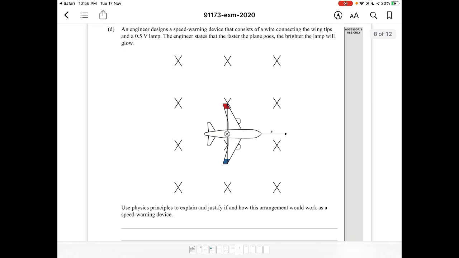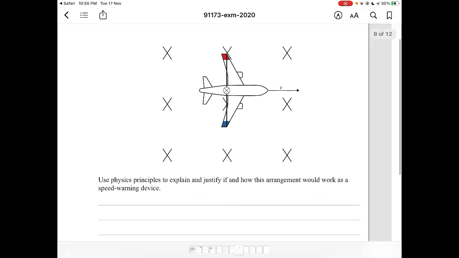Alright, so an engineer designs a speed warning device that consists of a wire connecting the wingtips and a 0.5 volt lamp. The engineer states that the faster the plane goes, the brighter the lamp will glow. Use physics principles to explain and justify if and how this arrangement will work as a speed warning device.